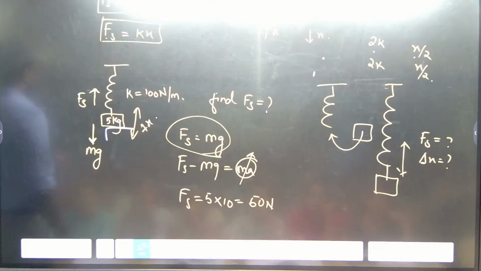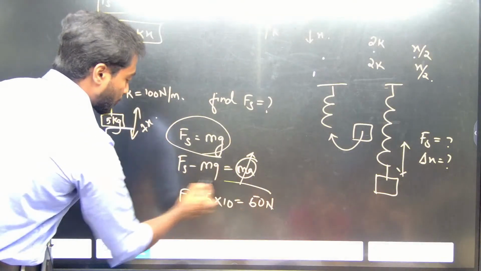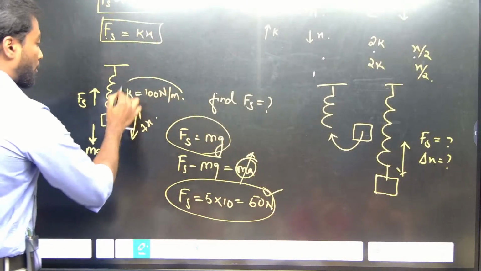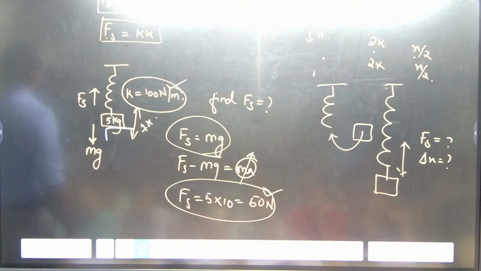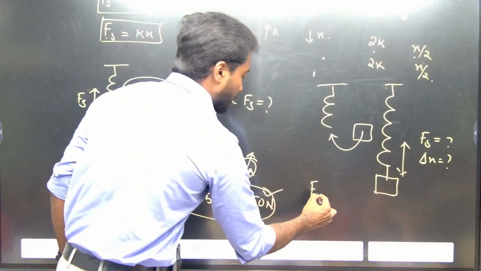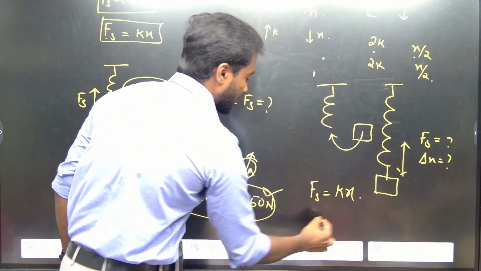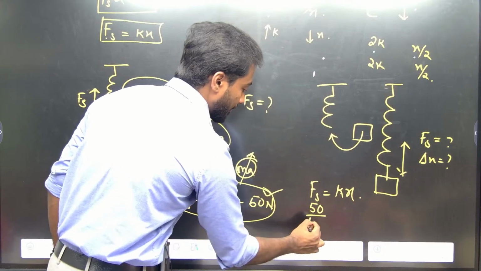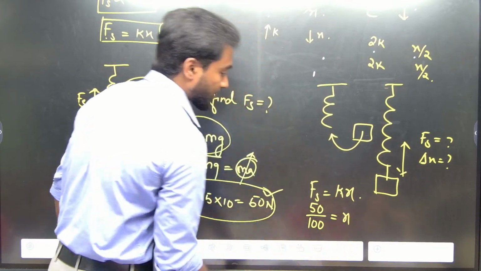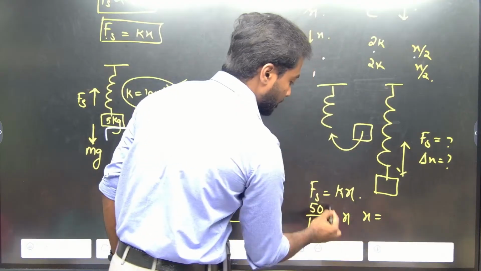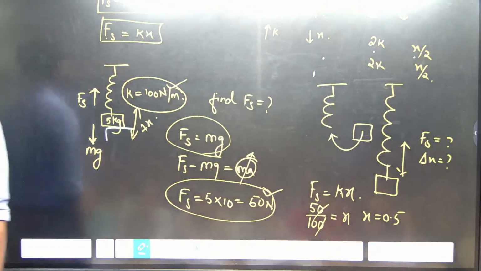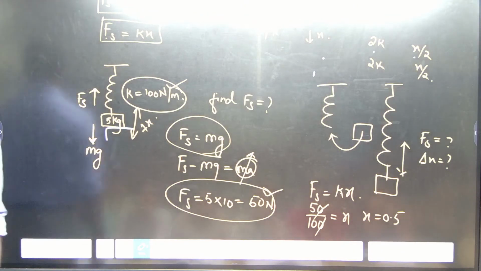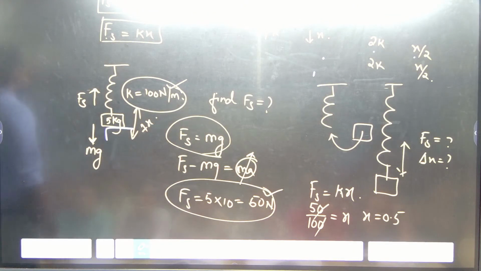Correct? When I have the spring force and also the spring constant, then I can find delta x. So Fs will be equal to k into x. This is 50 and this is 100, which is equal to x. So x will be equal to 0.5. It is 1 by 2 only, no? 0.5. Both are the same.